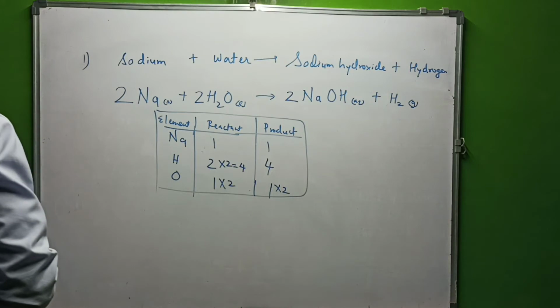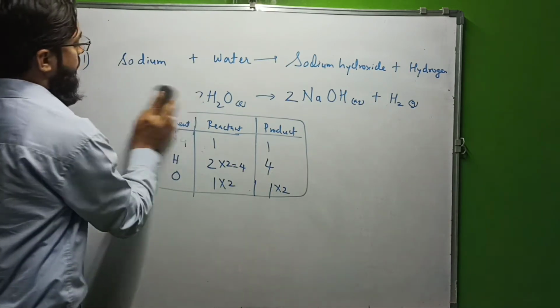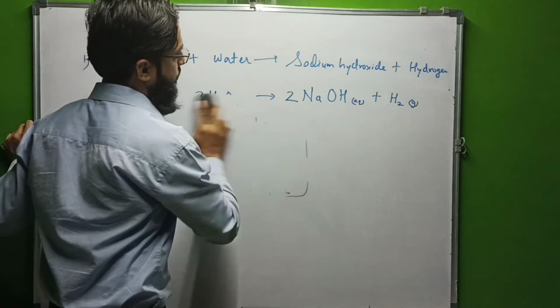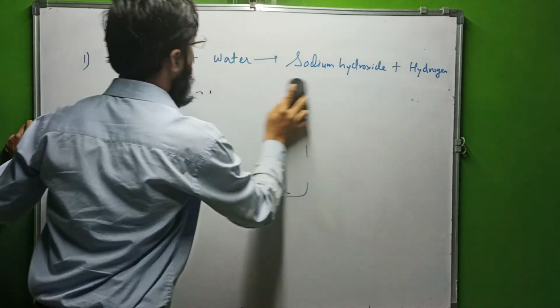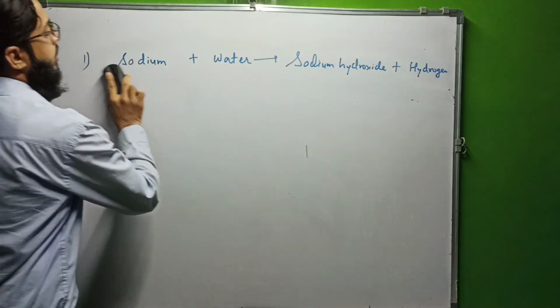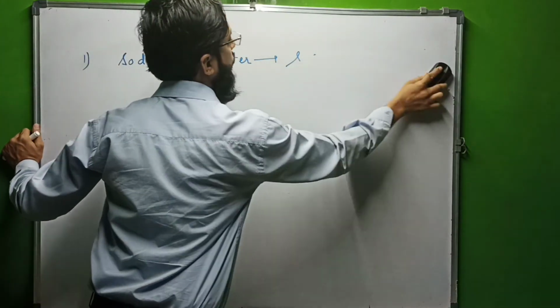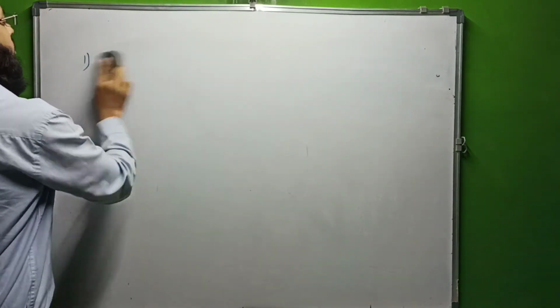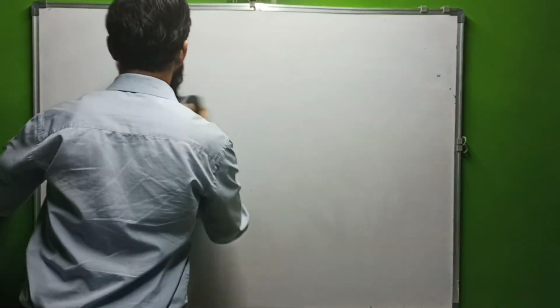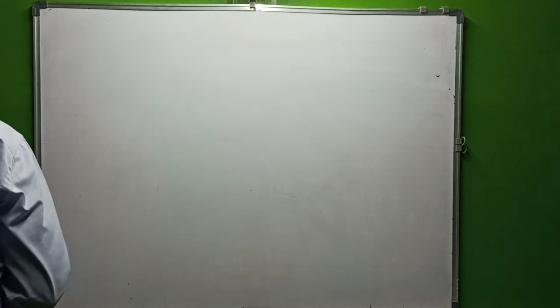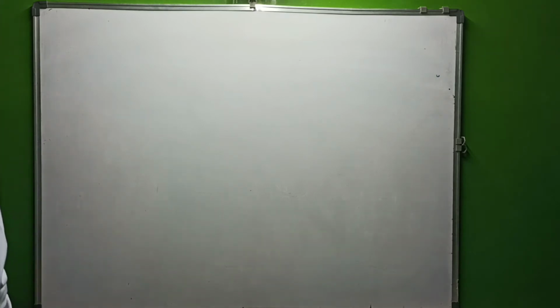Now let's take another example. There is another method also to balance this, called the frequency method, which I will teach you later. Frequency method to balance the equation.